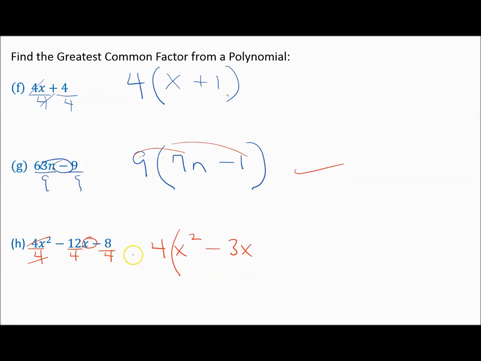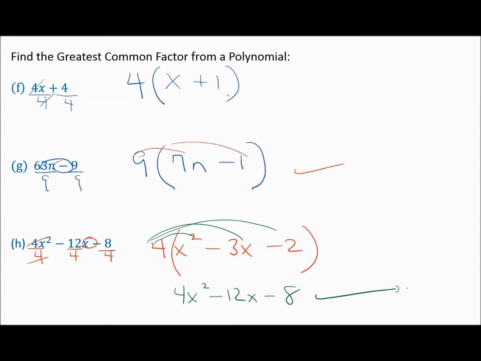And then 8 divided by 4 is 2, so minus 2. Now again, remember the check. 4 times x is 4x squared. 4 times negative 3x is negative 12x. And 4 times negative 2 is negative 8. Notice that was our original problem, so it checked out. Now the red is actually our answer. That is what we call factored, at least with the greatest common factor.